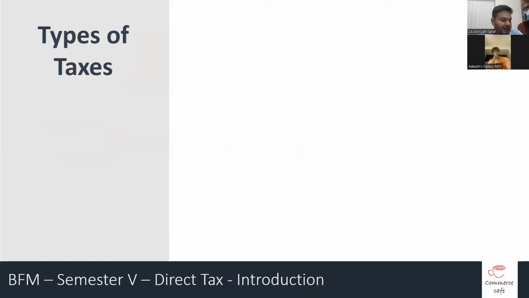Let's start. There are many types of taxes, but basically they can be categorized into two broad categories. Okay, what are those two? Take a guess. Direct and indirect. Correct. So direct and indirect taxes. Now we will discuss in detail.